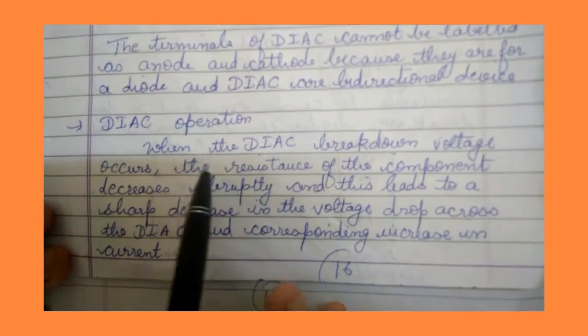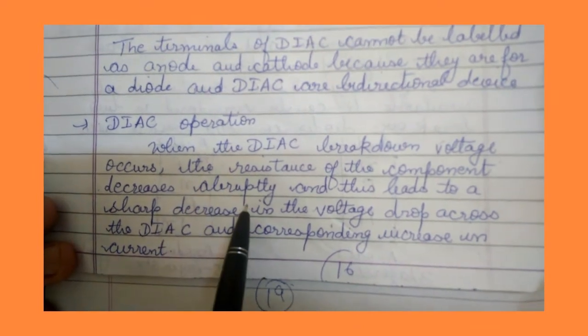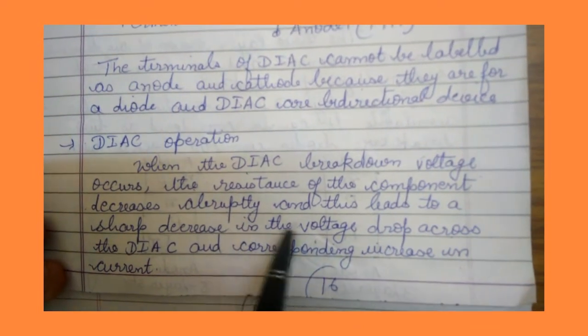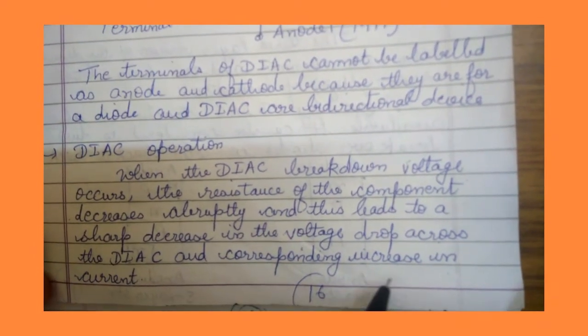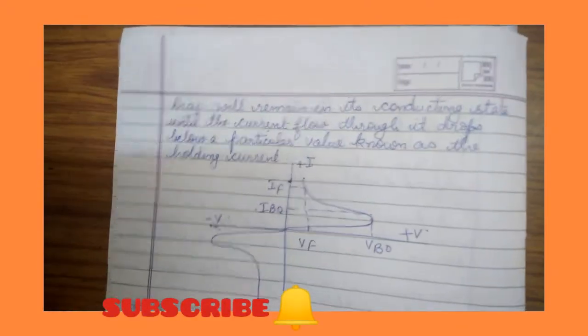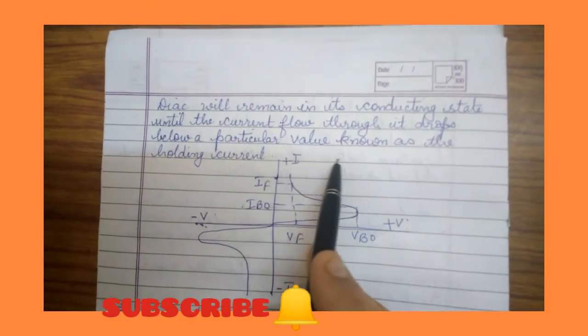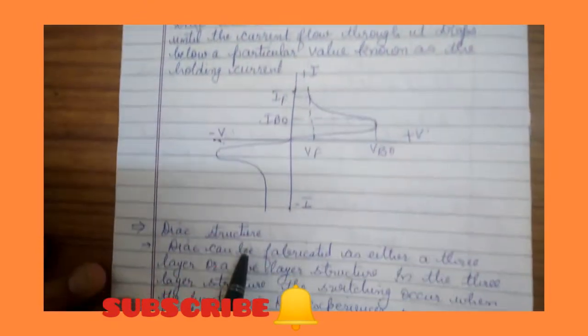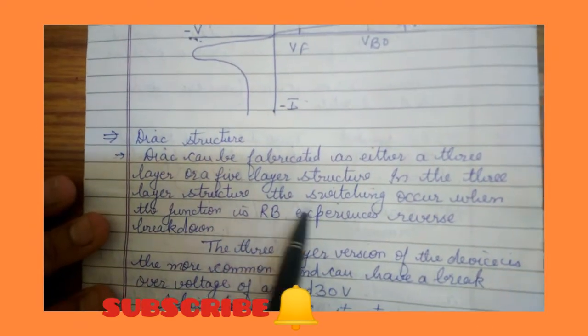Now the diac operation. When the diac breakdown voltage occurs, the resistance of the component decreases abruptly, and this leads to a sharp decrease in the voltage drop across the diac and a corresponding increase in current. The diac will remain in a conduction state until the current flowing through it drops below a particular value known as the holding current. Now the structure of the diac: it is fabricated in either a 3-layer or a 5-layer structure.